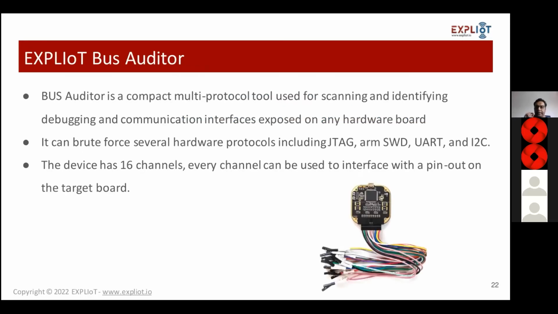Out of that, what the EXPLIoT Bus Auditor does is, for example, let us say I have an IoT product, and I'm interested in, first of all, finding out the I2C pins. Assume that there are a number of pins, but I don't know which pin is I2C, which pin is JTAG, which pin is UART, right? So this particular device helps you find out which pins you are targeting. If you're targeting the I2C pins, it will also help you find out which of these 10 pins are your I2C pins, right? So this will be the first step when we go for any IoT product: use the Bus Auditor to determine which pin is I2C.